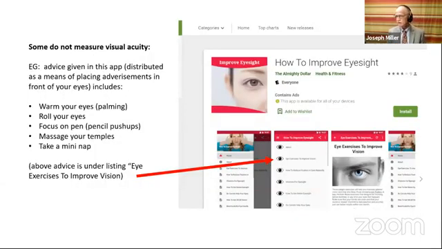One of the less serious efforts that I thought was just fun to read about was a test called How to Improve Eyesight. The company that presents it is called The Almighty Dollar, and it presented the kinds of information that you would find under Quora's response to how do I get better vision. Suggestions such as warm your eyes by palming, rolling your eyes, focus on a pen doing pencil push-ups and equivalent, massaging your temples, and my favorite, take a mini nap, were listed under exercises to improve vision under the search term visual acuity testing. So our department needed a visual acuity test, and I didn't think we were going to get anywhere with this one.